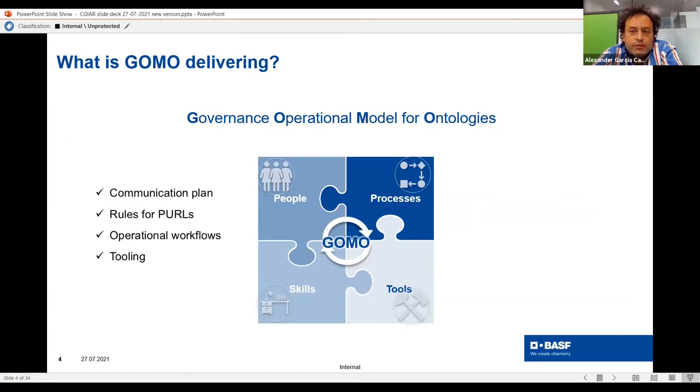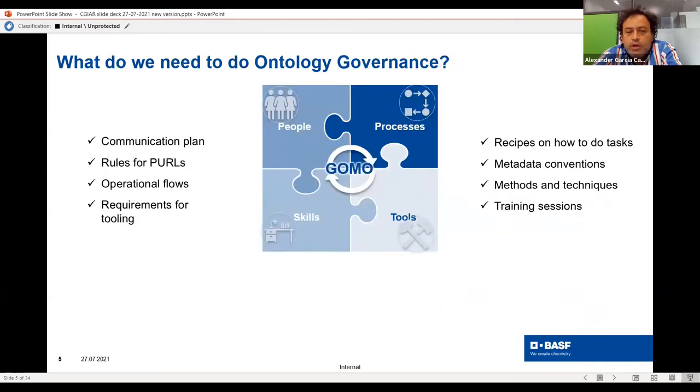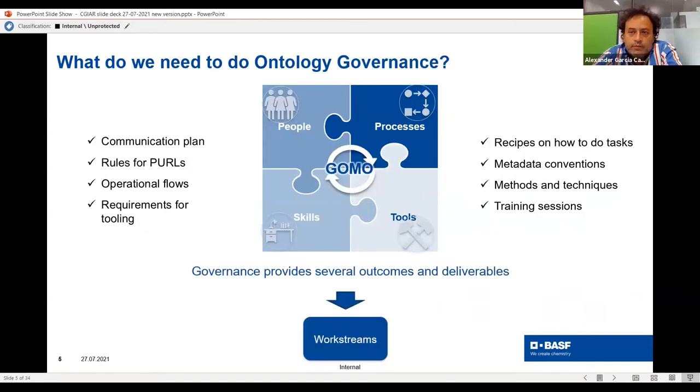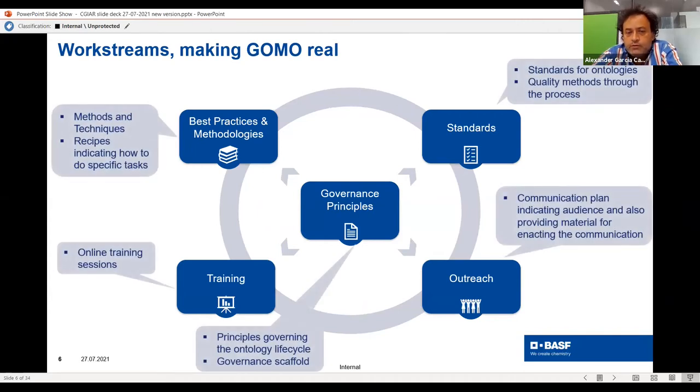What is GOMO delivering? Well, GOMO is delivering quite a few things. Things like, for example, training sessions, recipes in the form of how-tos, how to do things, metadata conventions, rules for permanent URLs, operational workflows, etc. That's what comes out of GOMO, and it comes out by way of some very specific work streams. All of GOMO was conceptualized upon five work streams: governance, standards, outreach, training, and best practices and methodologies.